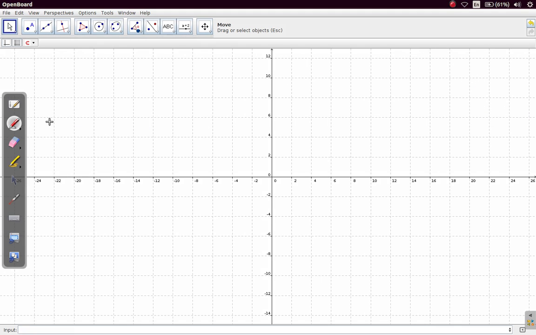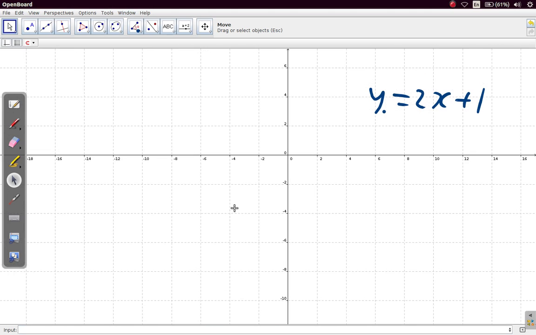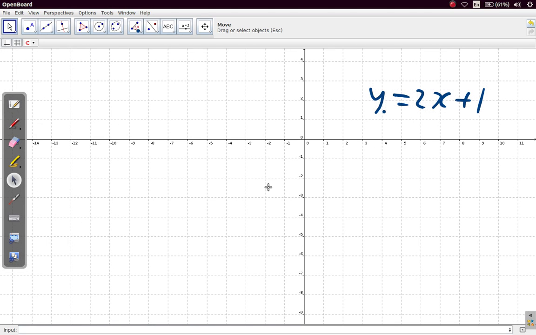Now, an example of a different line. Suppose we have y equals 2x plus 1. What would that look like? Now, what I would like you to do is plot the graph of y is equal to 2x plus 1 on your graph paper, right?